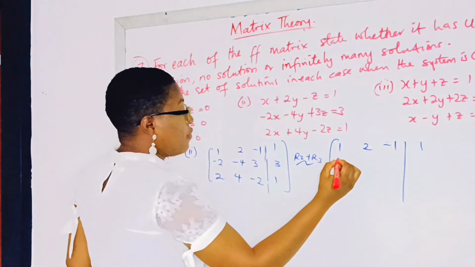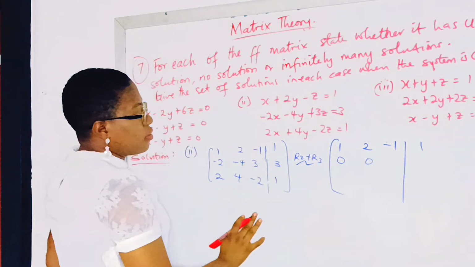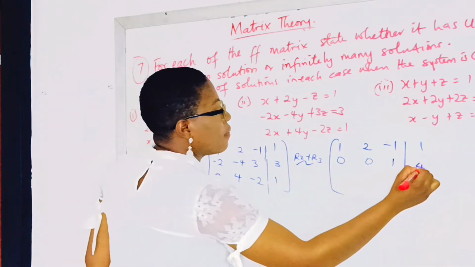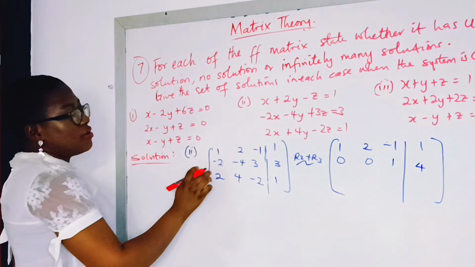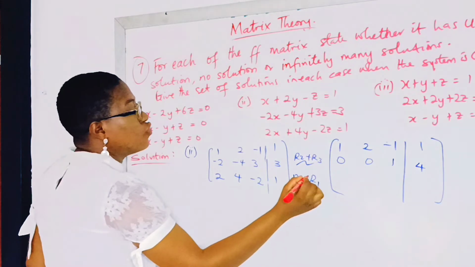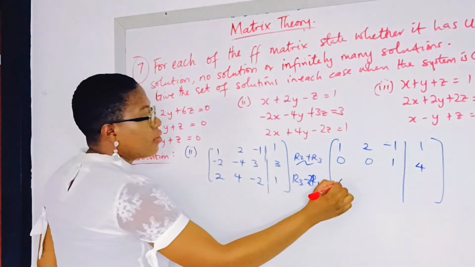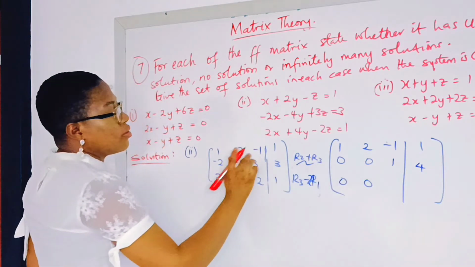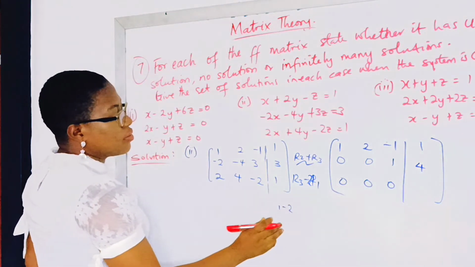Right? So I have 0, 0, 1, 4. I want this to be 0, but I cannot really do this again. So I can say row 3 minus 2 row 1. So this is 0, 0, 0, 1 minus 2, minus 1.